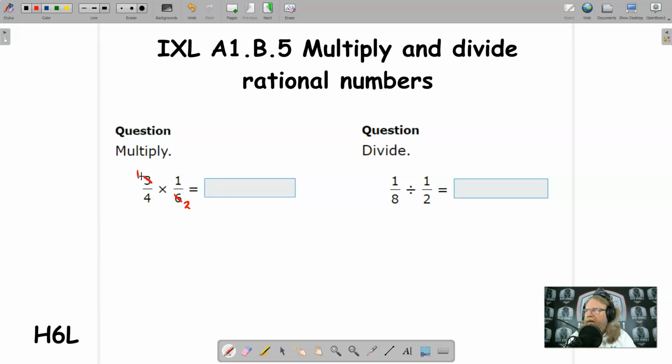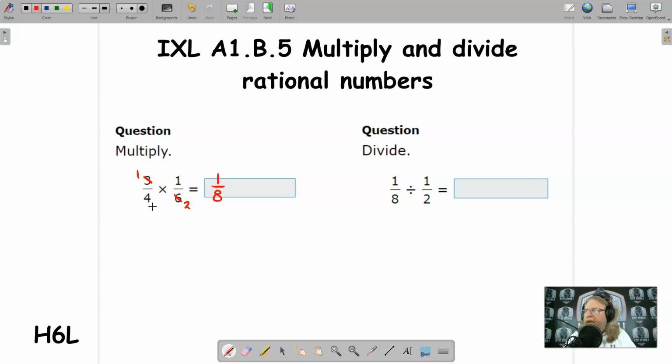Now we can go ahead and multiply straight across. 1 times 1 is 1, and 4 times 2 is 8. And we end up with the same answer of 1/8. However, we don't have to simplify it. It's already simplified for us because we've already factored out the factors at the beginning of the problem instead of doing it at the end of the problem.